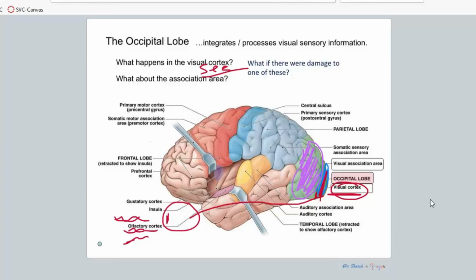Now, what would happen if you had damage to the visual cortex? Say you hit the back of your head and you had damage to the visual cortex. You wouldn't be able to see. Your eyes might be working fine. Your eyes are okay. The information is traveling back here through the optic nerve and through other neurons. But since the visual cortex is damaged, that information is not going to be processed. You're not going to become aware of it. You're not going to be able to see.